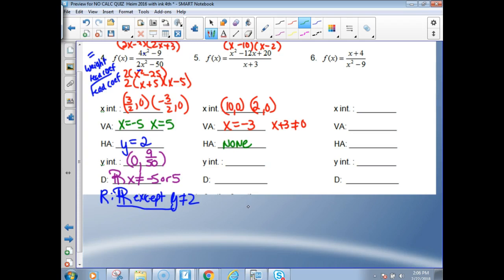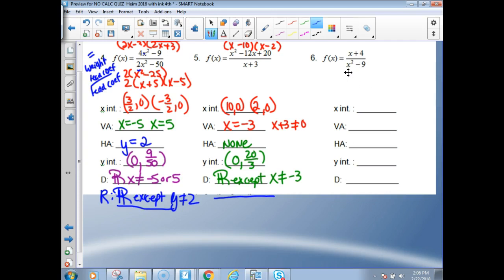The y-intercept is going to be plugging in 0 for x. If I do that, I'm going to get 20 over 3. Just write 20 over 3. The domain will be all reals except, I guess I'm going to start writing that again, x can't equal negative 3. And then I would not ask you the range on this, so you can just scratch the range if there was a blank there for range.